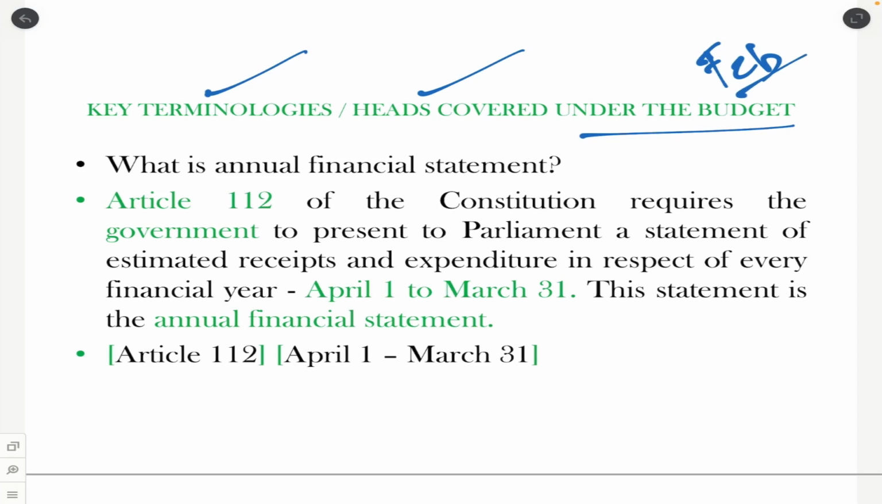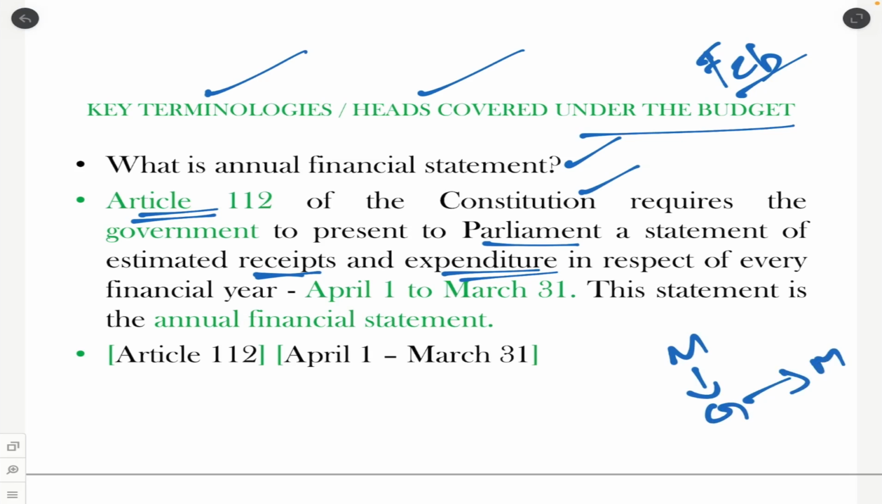What is the annual financial statement? Now, what does it mean? According to Article 112 of the Indian Constitution, and this article number is very important, the government is required to present to the Parliament, the assembly of all the elected members, a statement of estimated receipts and expenditure. So what is the money that is coming into the government and what is the money that is going out of the government? That statement should be presented to the Parliament every financial year, and the financial year is from April 1st to March 31st. This statement is the annual financial statement.